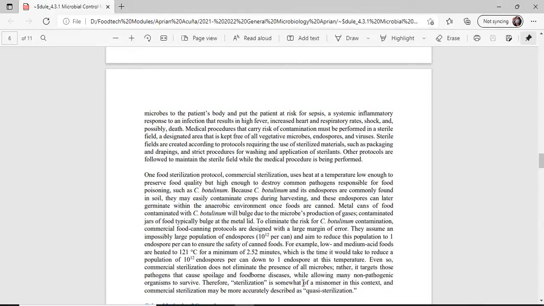Therefore, sterilization is somewhat of a misnomer in this context, and commercial sterilization may be accurately described as quasi-sterilization, because the target is only Clostridium botulinum. Okay. The non-pathologic ones can be exempted.